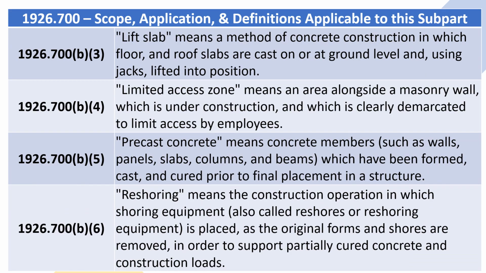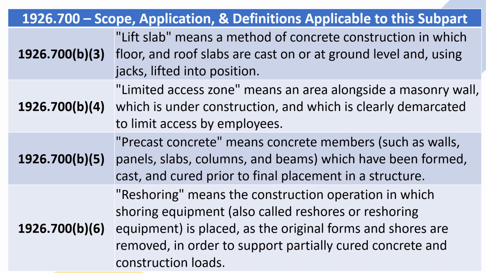1926.700(b)(3), Lift slab means a method of concrete construction in which floor and roof slabs are cast on or at ground level and, using jacks, lifted into position. 1926.700(b)(4), Limited access zone means an area alongside a masonry wall, which is under construction, and which is clearly demarcated to limit access by employees.